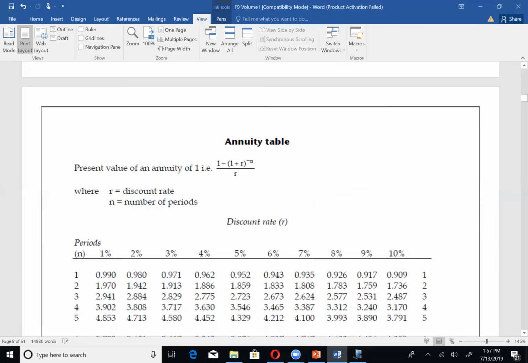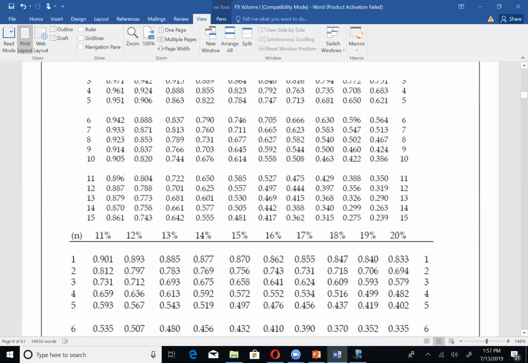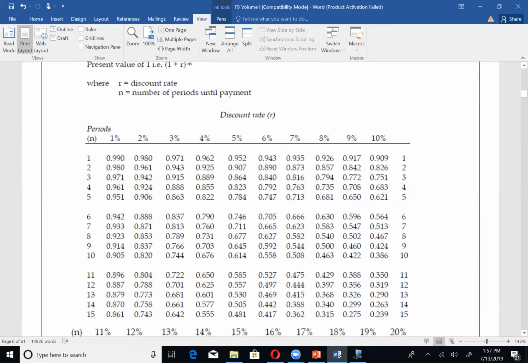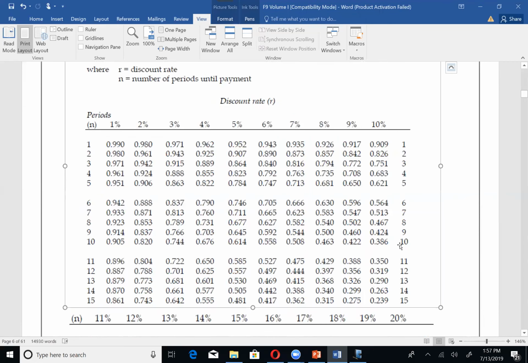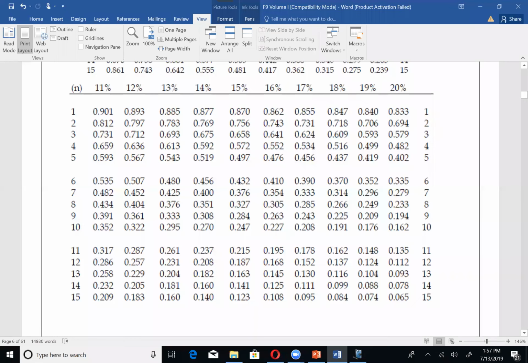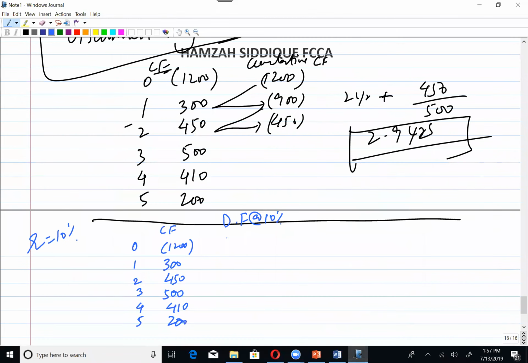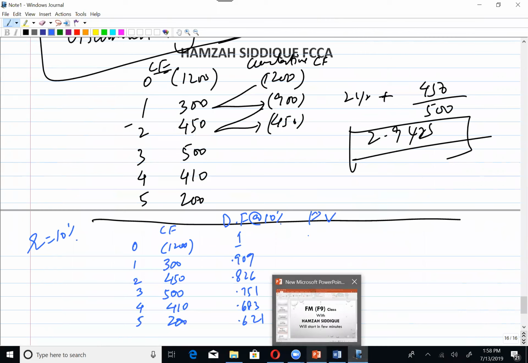So here is the annuity table. Here is the discount present value table. So the 10% discount rates are given. You know this table from your earlier studies. So at 10%, the discount factors are 0.909, 0.826, 0.751, 0.683, 0.621. We'll multiply and calculate present values.